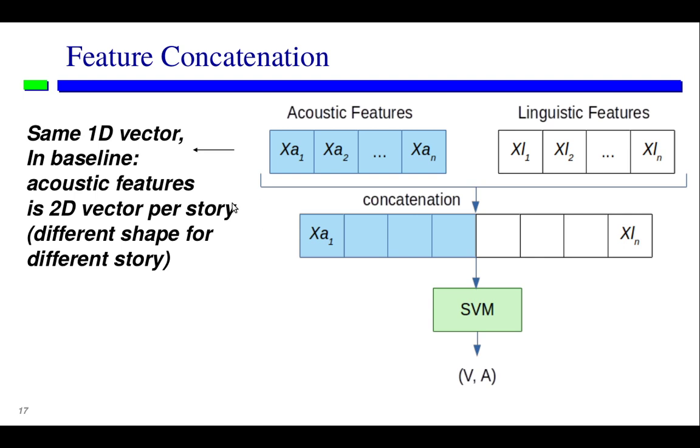So this is the visualization of feature concatenation. For example, the acoustic feature is 456 dimensions and the linguistic feature is 512. So we can concatenate them using feature concatenation, and after we get the whole feature, we can input it to the SVM and then obtain the result.